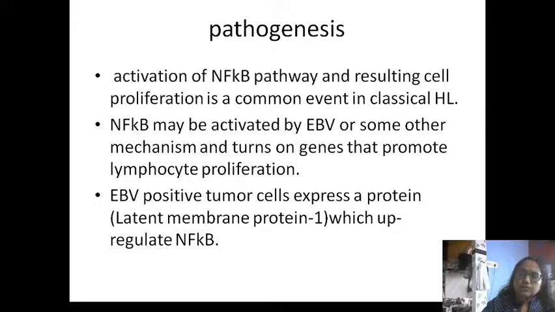Now coming to the pathogenesis of classical type of Hodgkin's lymphoma, there is activation of the nuclear factor kappa B pathway resulting in proliferation of lymphocytes. Now this nuclear factor kappa B may be activated by Epstein-Barr virus or some other mechanism and turns on genes that promote lymphocyte proliferation. Epstein-Barr virus positive cells express a protein called latent membrane protein 1, which upregulates nuclear factor kappa B.